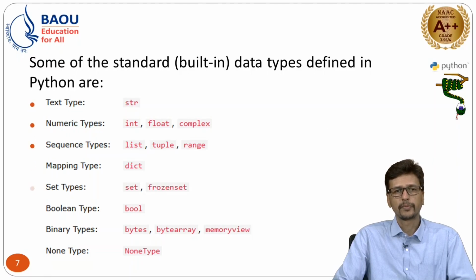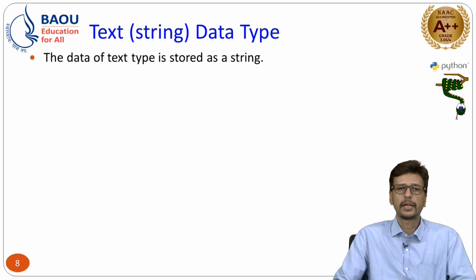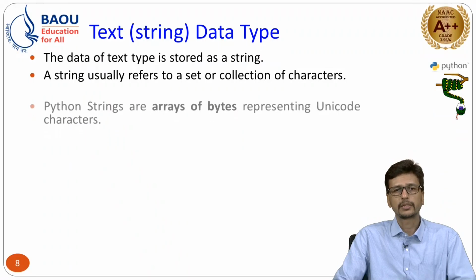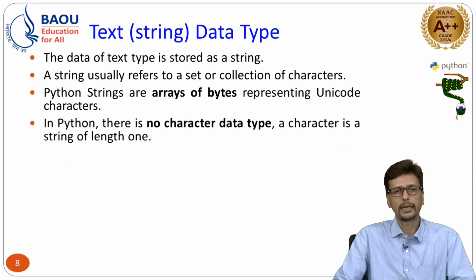So first we will see the text type, that is the string. The text type is stored as a string. As you are already aware of the concept of string in other programming languages, the same concept is here. A string is nothing but a collection of characters, or you can also say an array of bytes that can represent Unicode characters.